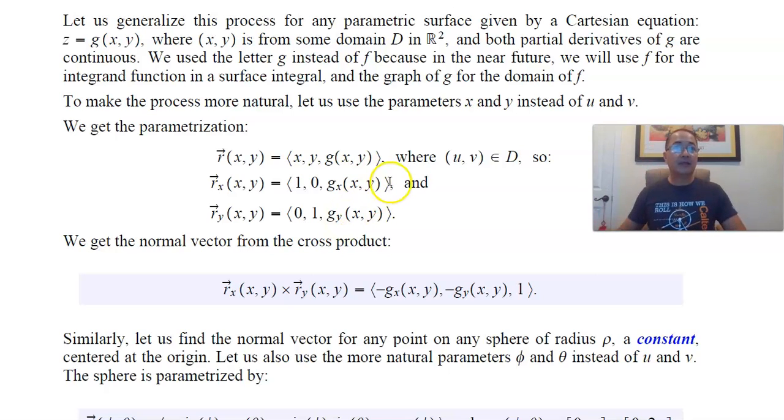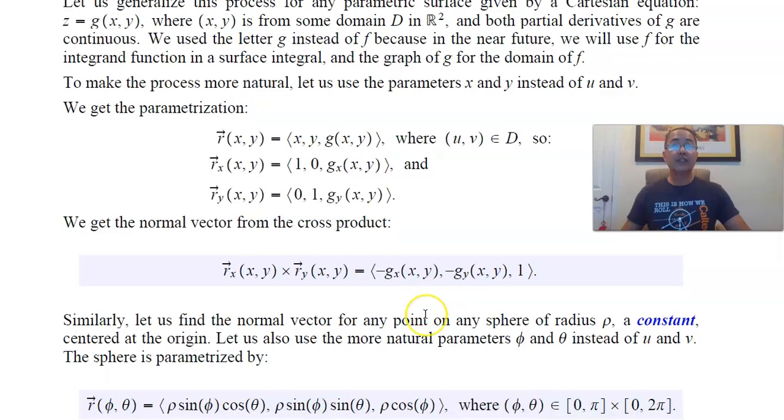Okay, take the cross product. That's why we put them on top of each other. Cross product, so we get 0 minus g_x right there, and then 0 minus g_y right there. 1 minus 0, you get 1. So the z-coordinate is always going to be positive 1 in the cross product for this kind of parametrization. We have minus g_x and minus g_y respectively in the x and y coordinates.